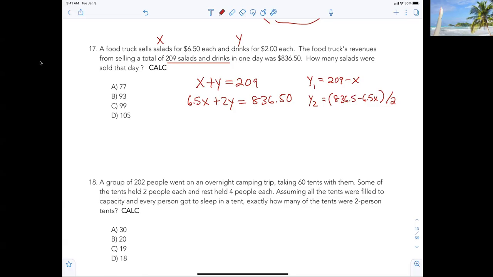All right. So again, super duper powerful. To be able to find the point of intersection on your calculator is absolutely one of the most amazing things you can do. And I think the correct answer was what, guys? Help me out. 93, right? All right. So I'm pretty happy with that.